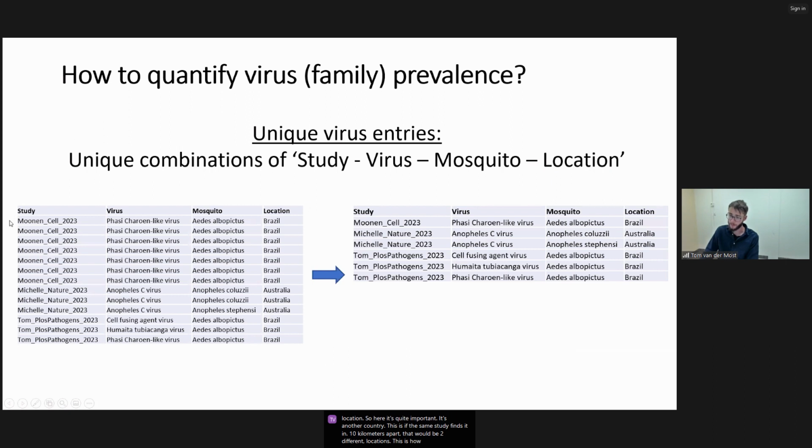This is approximately how it would look. This is a made-up publication where you have the same virus and the same mosquito species in the exact same location. It would turn into only 1 entry. Whereas if you have the same virus in different mosquito species, or different viruses in the same mosquito species, you would retain this information.